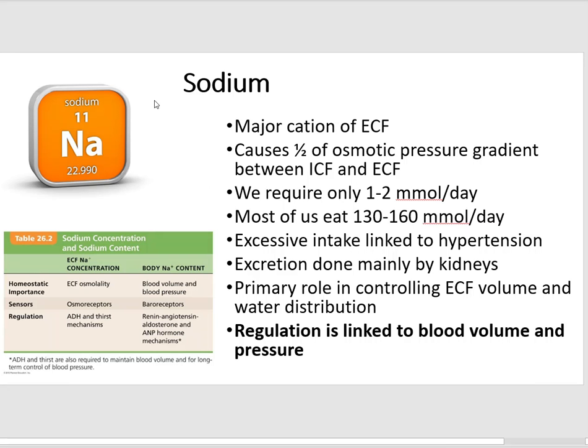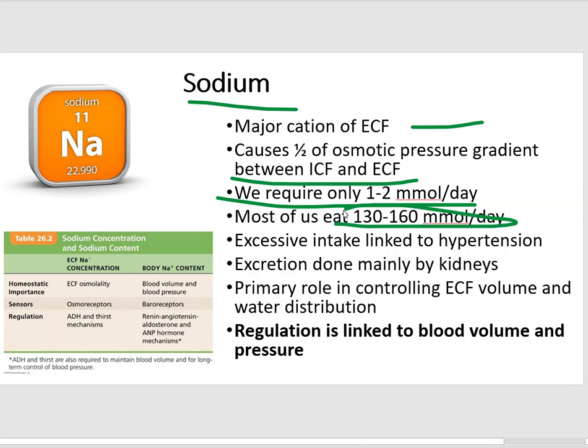We're going to talk about one of the main electrolytes, sodium, major cation of ECF, that's A&P 1 stuff, causes one half of the osmotic pressure gradient, the other half, of course, being chloride. Between the ICF and the ECF, we actually only require between 1 to 2 millimoles per day. We actually eat about 130. This is why we have an epidemic of hypertension. We get rid of sodium mainly through the kidneys.